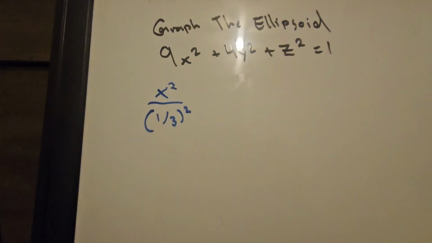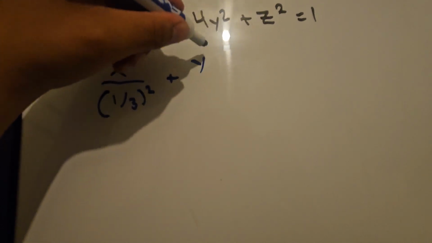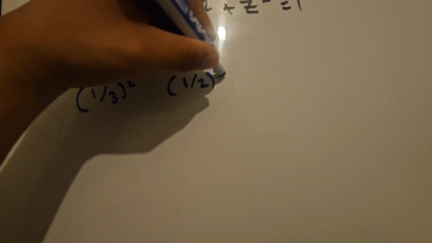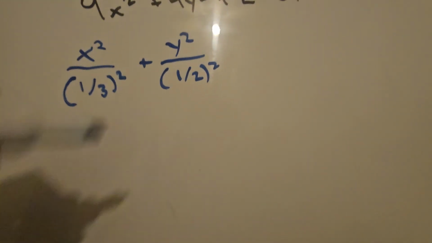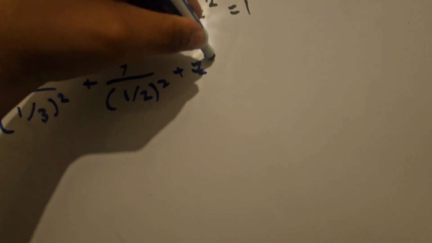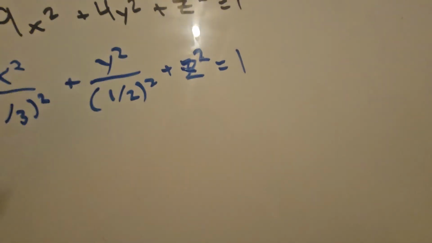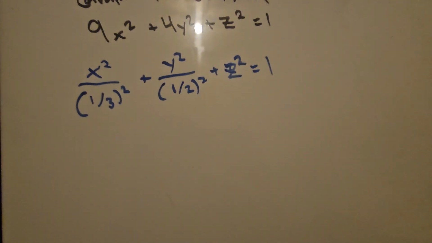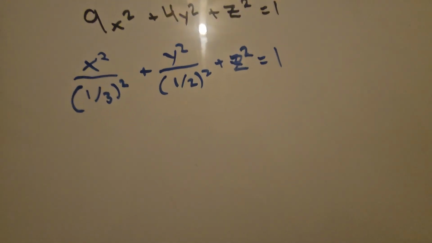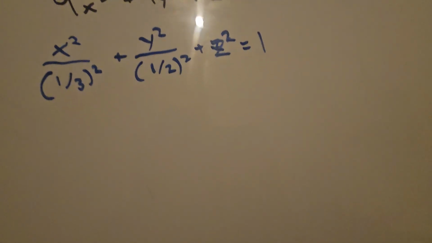We can do the same thing here. So plus y squared over (1/2) to the second power. This one we don't need to do anything to, so just plus z squared equals 1. Basically now we are going to have to find where these points lie on the planes.